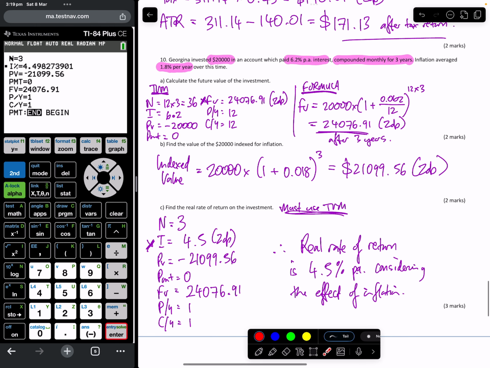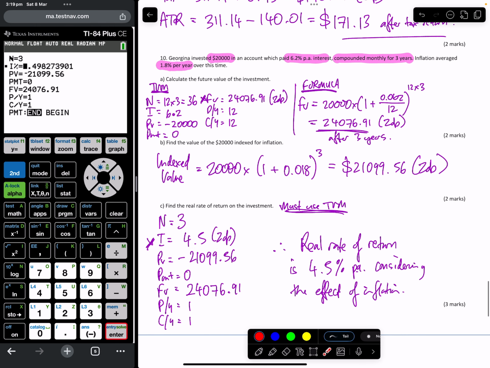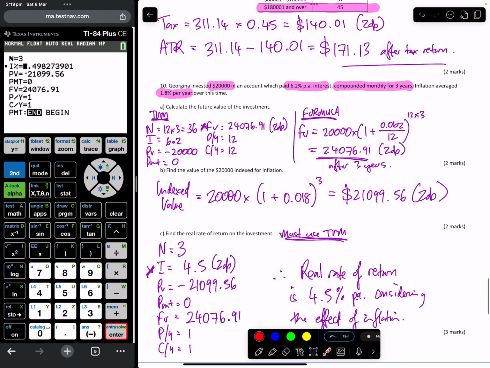All right, so that is the solutions for the investing and borrowing test done. Just remember, you don't have to do both TVM and the formula method. I'm just showing both to deliberately use up more time, but to show you that this length of test in a double lesson is entirely fair.